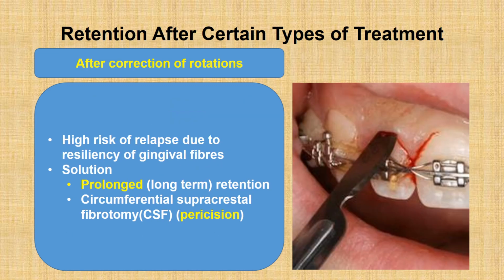Now, retention after certain types of treatment. After correction of rotation, there is a high risk of relapse due to resiliency of gingival fibers. Now, the solution is to provide retention on a long term or prolonged basis, and then to aid the reorganization and readaptation of the supracrestal fibers, circumferential supracrestal fibrotomy, also known as pericision, can be carried out.